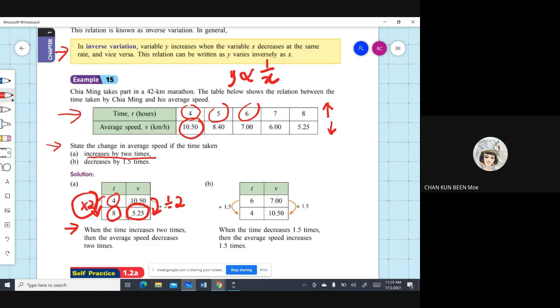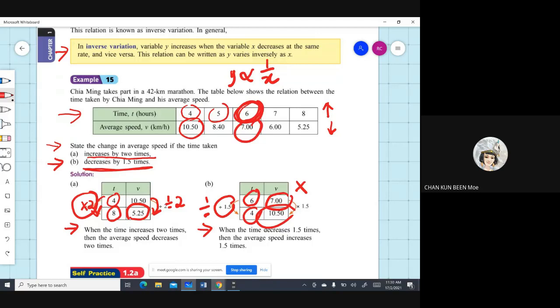Okay. For the second question, B here, decreases by 1.5 times. So same thing. It's up to you which one you want to copy. From the example given, they have chosen 6 for the time. When it decreases by 1.5 times, you divide by 1.5. 6 divided by 1.5, we get 4. And then this part will be the opposite. Opposite of division will be multiplication. So from 6, we have 7 for the average speed. 7 times 1.5, we get 10.5. When the time decreases 1.5 times, then the average speed increases by 1.5 times. Okay, do you have any question regarding this one?